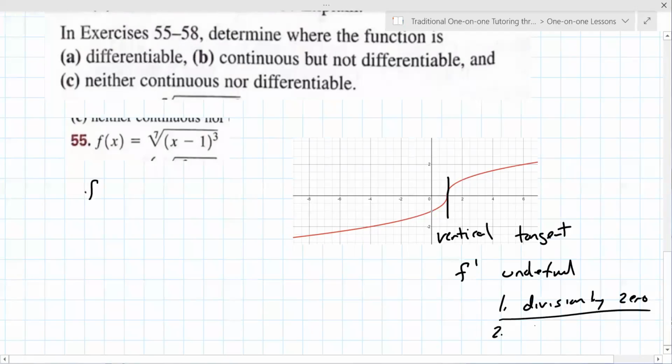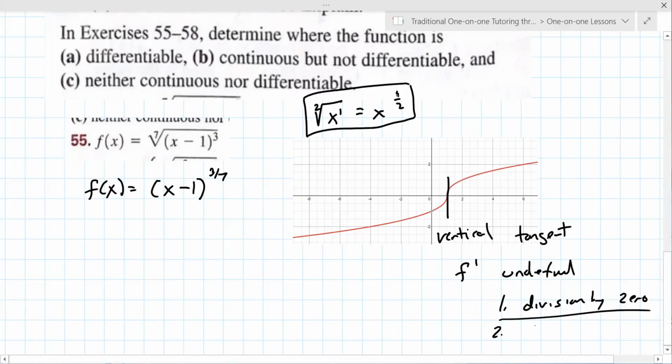So f of x is equal to, I'm just rewriting it, x minus 1 to the 3/7 power. If that's unclear, remember the square root of x to the 1 is x to the 1/2 power. The number inside goes in the numerator, that number outside goes there. That's how I would remember that. So this is a power rule derivative.